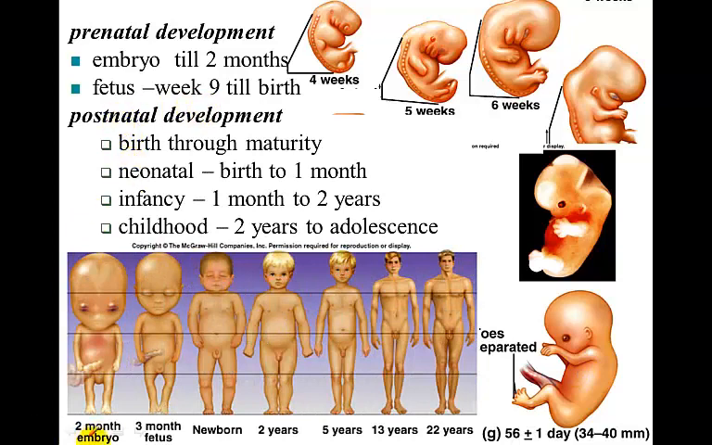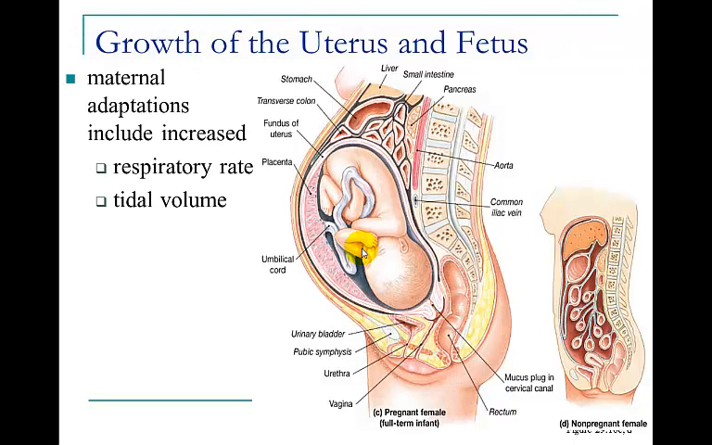And postnatal is from birth to maturity. Neonatal is considered birth to 1 month, infancy till 2 years, and childhood till adolescence. And adolescence, of course, is when you reach puberty and begin development there, the sexual maturation.